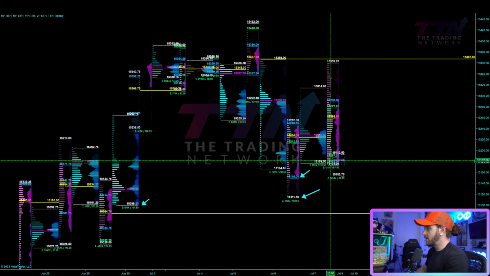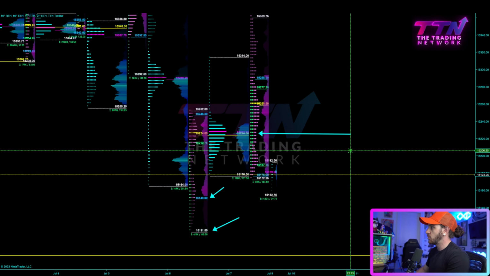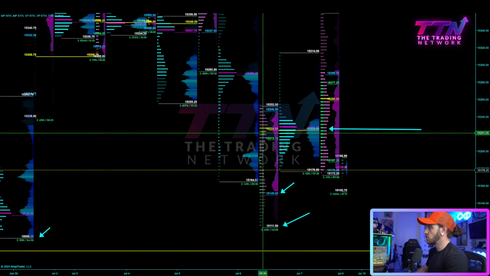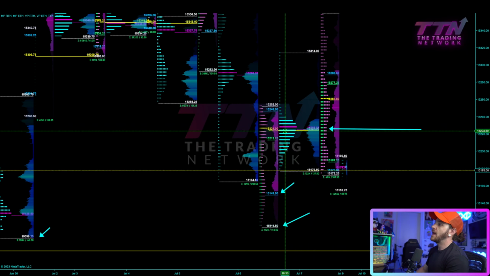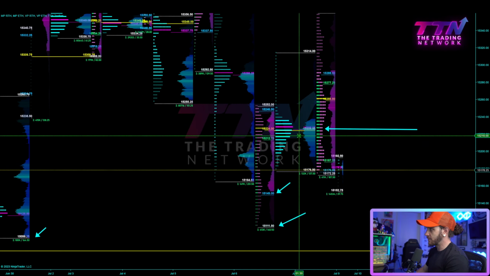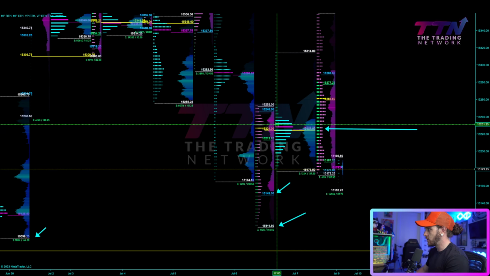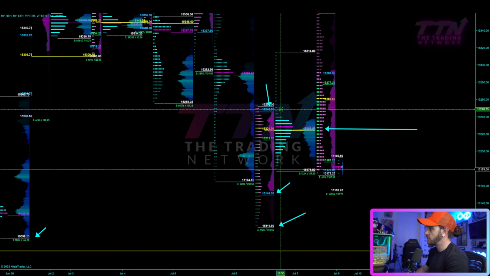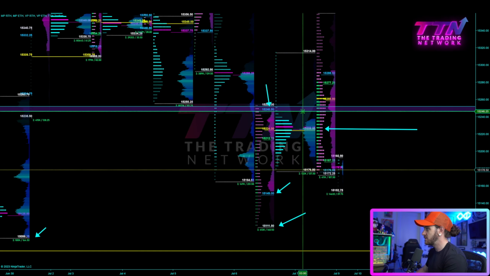Now, if buyers step in, first and foremost, we're going to need to test these stacked point of controls here, which is the point of control from Thursday's regular trading hour session. It's basically at the same level that the overnight point of control from Thursday into Friday was. So that tells us that this is a very, very important level. If we move and hold above this, very likely we're going to get a move to Thursday's high, which is also very close to Thursday's value area high, call it 15,250-ish.